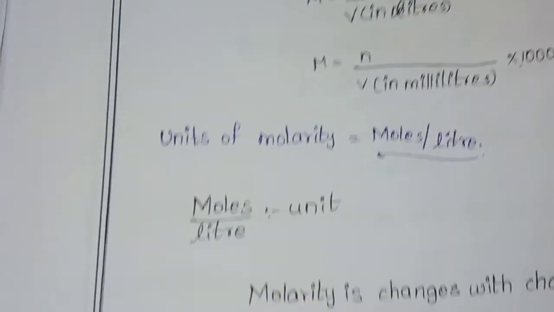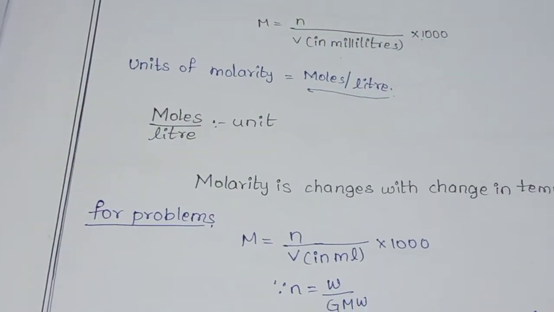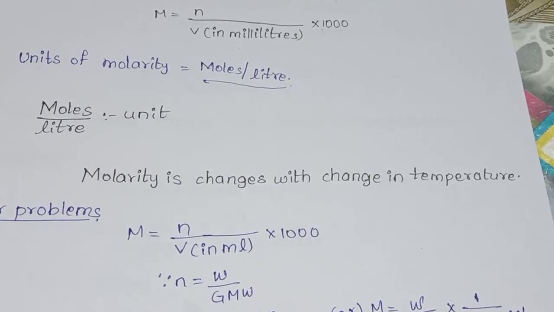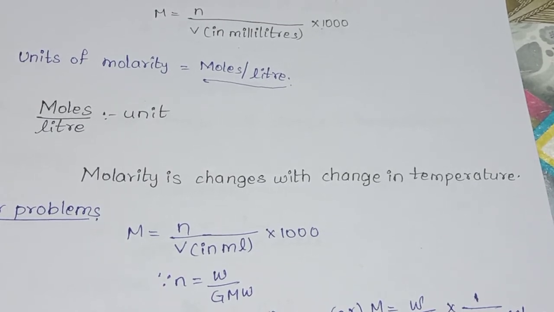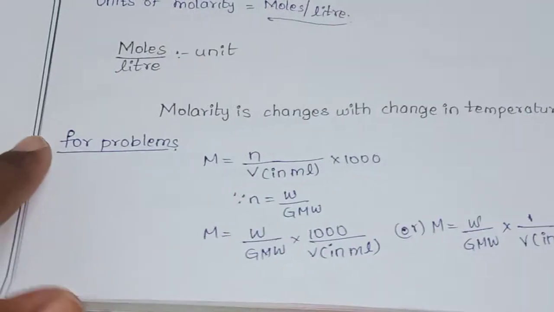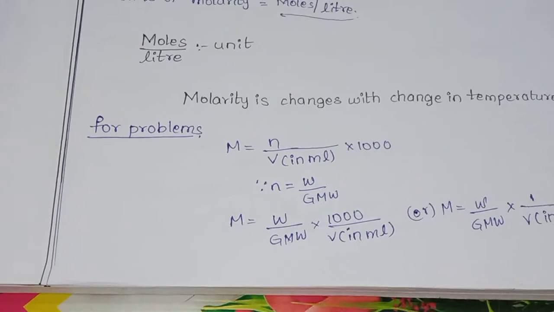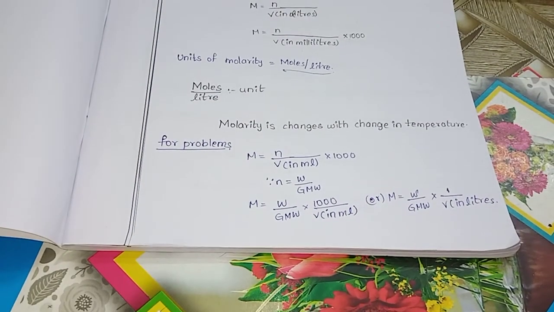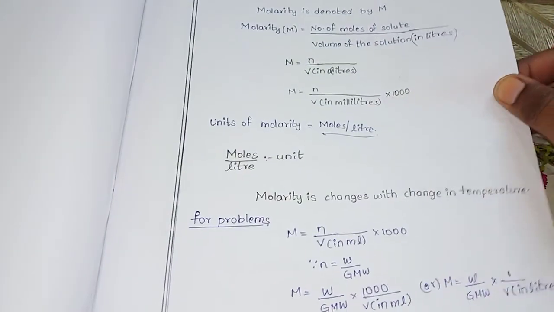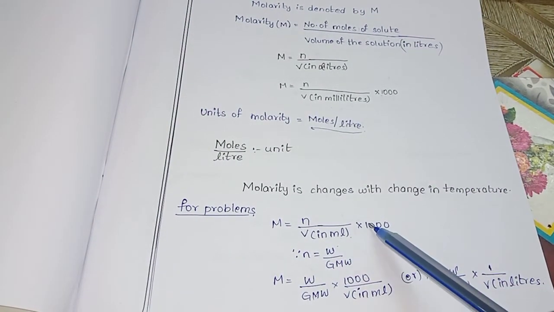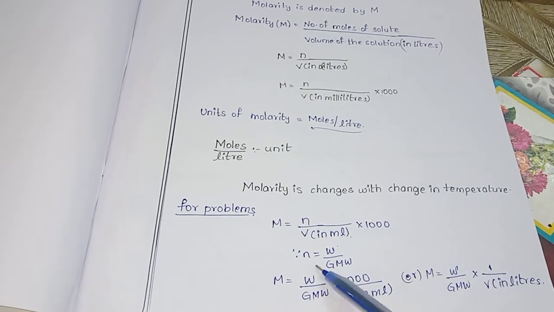Molarity changes with change in temperature. For problems, we use this formula: M is equal to n by V in milliliters into 1000.